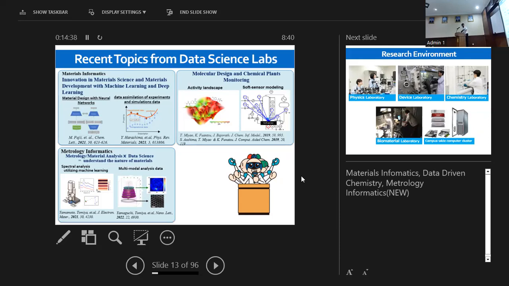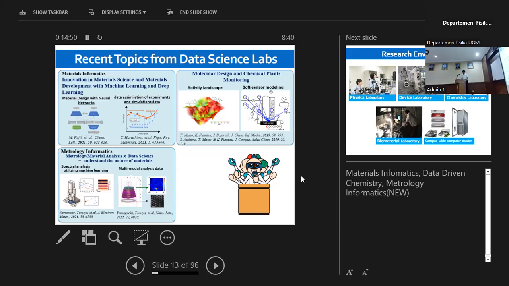So using machine learning to design molecules and monitor chemical plants, and also using machine learning to make analysis of, for example, your spectroscopy measurements more high throughput, and using multimodal analysis of the data. So combining images of the experiment together with the experimental data and other relevant data.